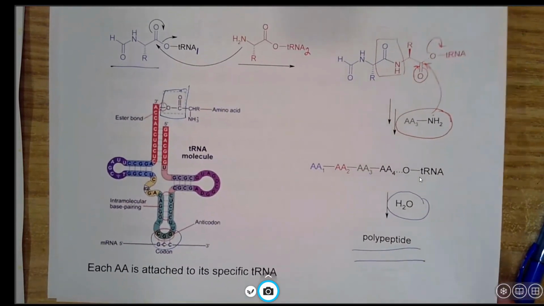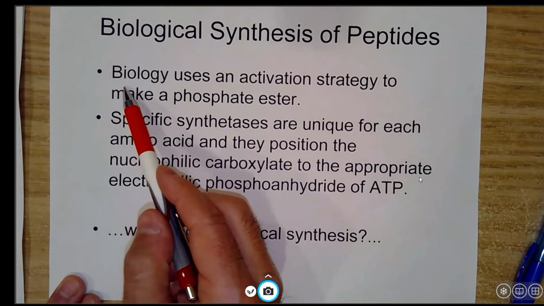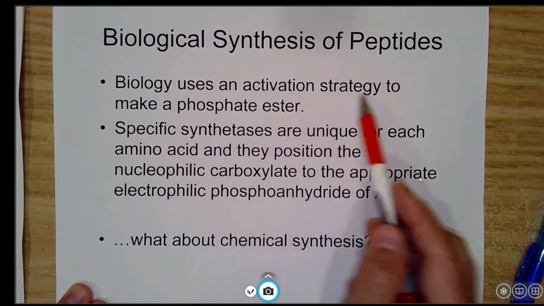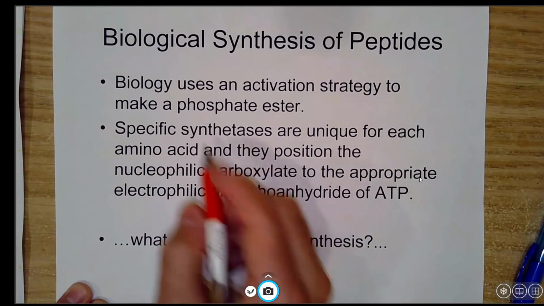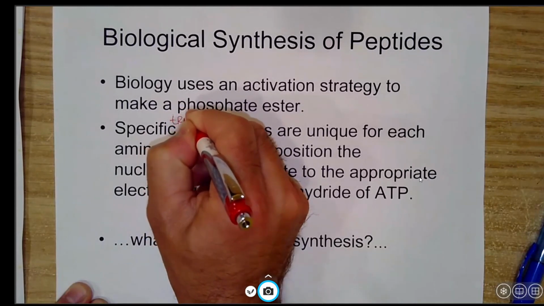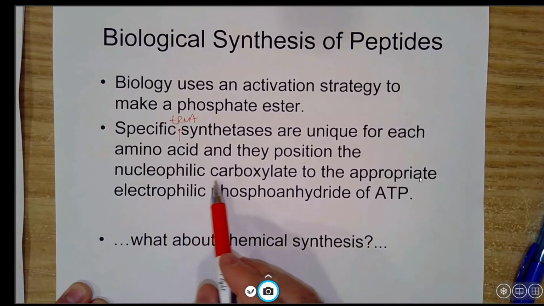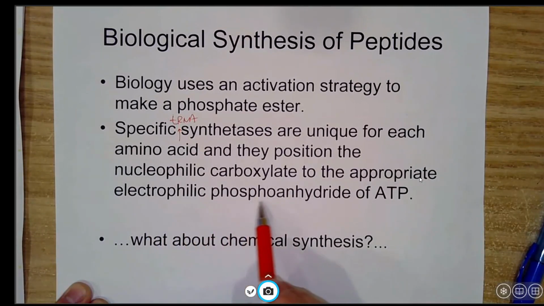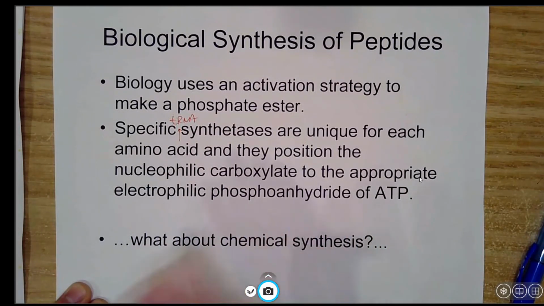So what does biology use? In summary, it uses an activation strategy to make a phosphate ester. Specific synthetases, specific transfer RNA synthetases, are unique for each amino acid, and they position the nucleophilic carboxylate to the appropriate electrophilic phosphoanhydride of ATP. Okay, and this occurs really rapidly. You can make proteins and peptides on ribosomes depending on the sequence and which codon you're using, but you're looking at thousands of amino acids per second, so it's extremely efficient.